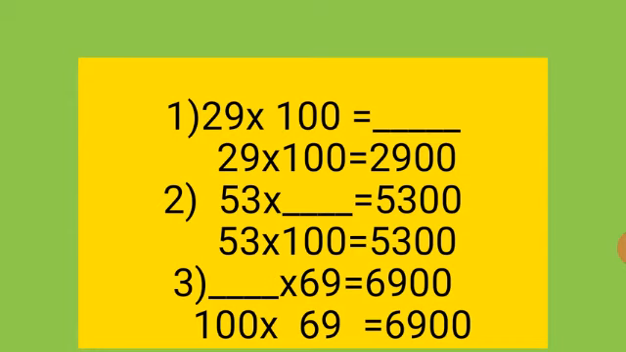Right, again in the next question, dash multiplied by 69 is equal to 6900. Again the same thing, if the product is 6900, then 69 was multiplied by which number? It is 100. Why? Because there is only a difference of two zeros on both sides, so 100 is to be written here. So 100 multiplied by 69 is equal to 6900.